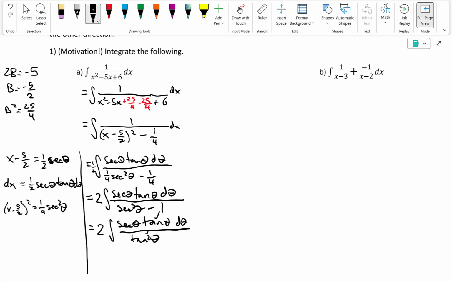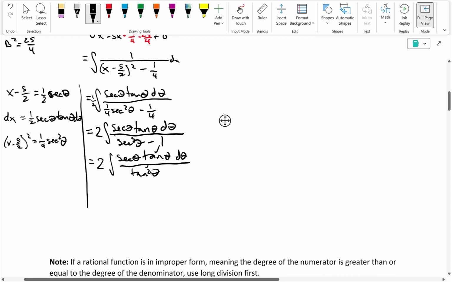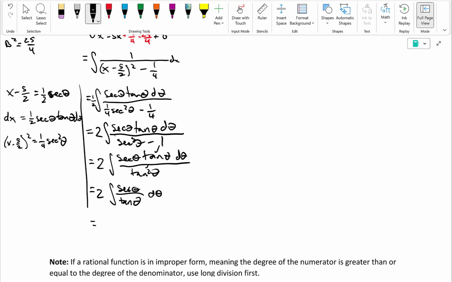And then we'll get rid of one of those tans. So we can rewrite this as 2 times our quantity secant theta over tan theta d theta, and then rewrite some more because lots of trig. Secant is 1 over cosine theta, and dividing by tangent would be times cotangent, which would be cosine theta over sine theta d theta. And our last line here is fully simplified after all our trig stuff. 1 over sine we can write as cosecant theta d theta.